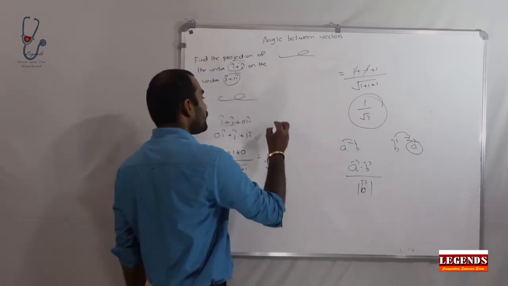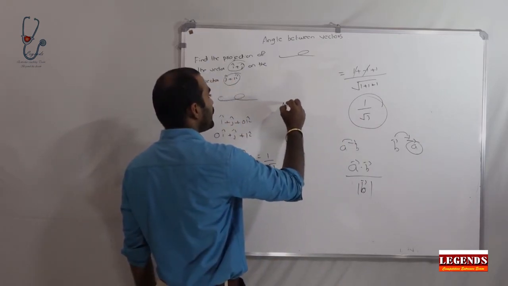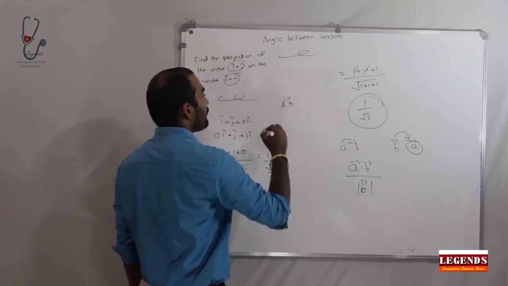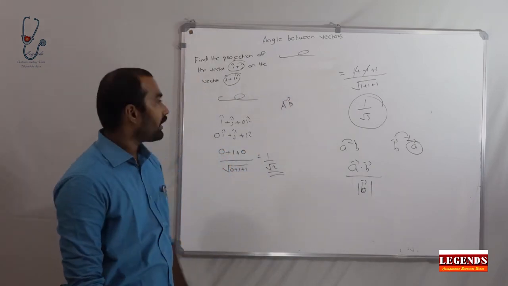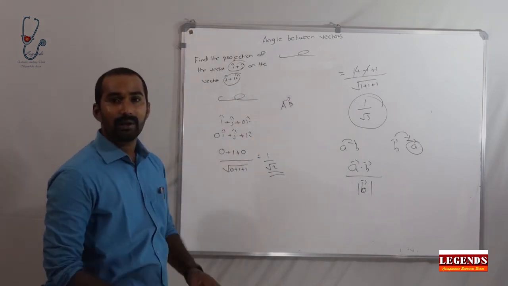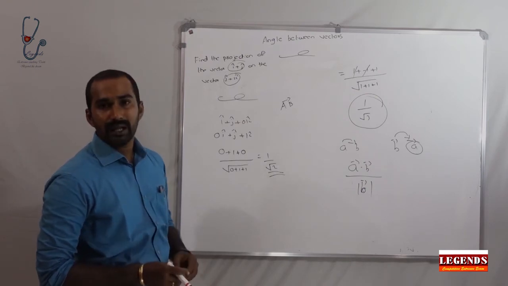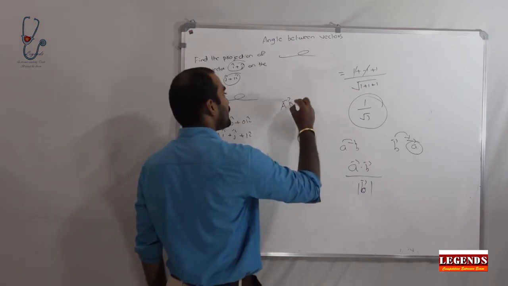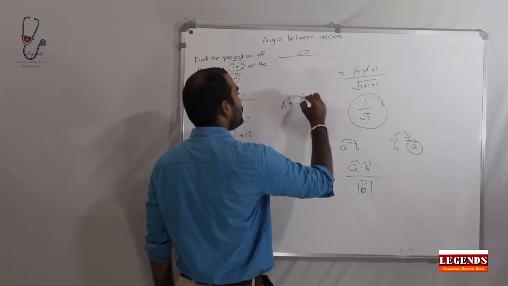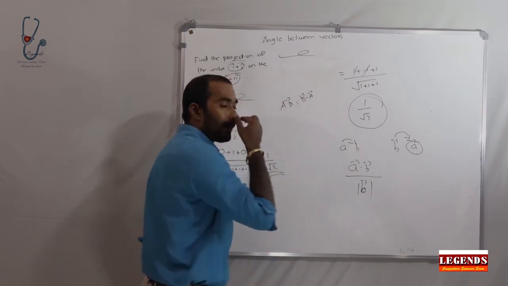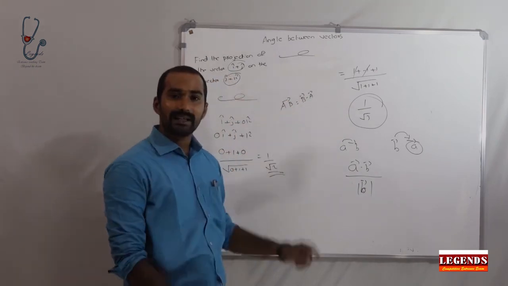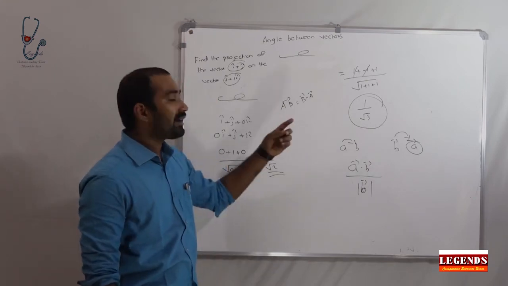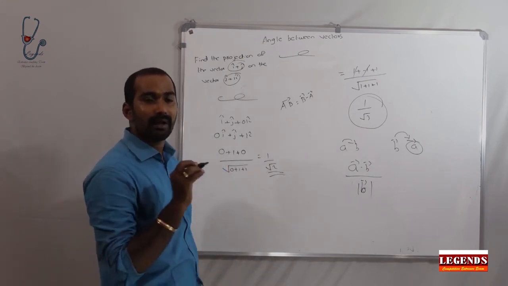Okay. Here the initial point is A and the terminal point is B. Mark it as the AB vector. How can we find the AB vector? The AB vector is equal to B vector minus A vector, terminal point minus initial point.